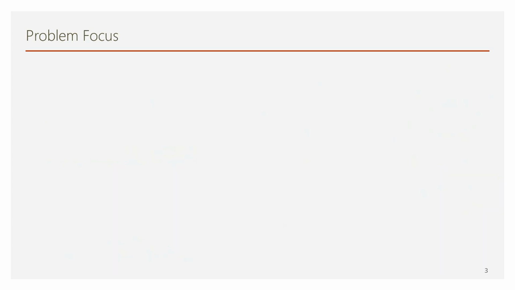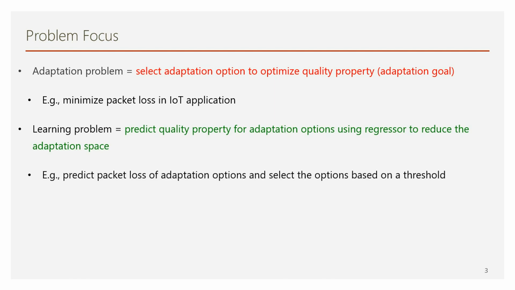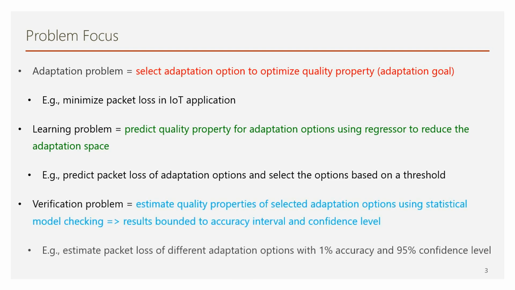In this paper, we focus on an instance of the general case that we have explained in the previous slide. For the adaptation problem, the focus is on ensuring an optimization goal for a system, for example, ensuring that the packet loss of an IoT system is minimized. The learning problem is making predictions for a system property using a regressor to support analysis, for example, predicting the packet loss of all the adaptation options to reduce the adaptation space based on a threshold. The verification problem is making estimates with some degree of accuracy and confidence to support the decision making using a statistical model checker.